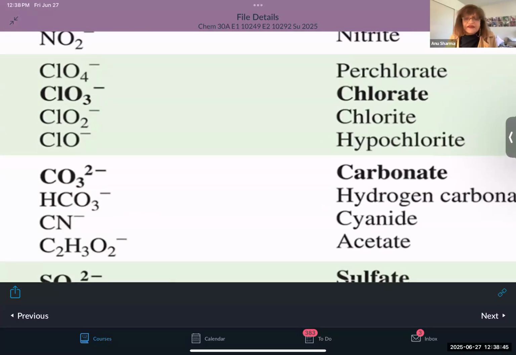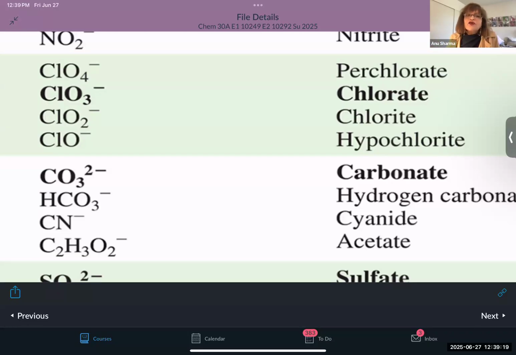Similarly, chlorate is ClO3. Now this is the difference. Chlorate is ClO3 -1, but remember, ClO4 got discovered much later. Ideally ClO4 should be chlorate, but ClO3 was already in practice, so we decided to stick to this name for chlorate, ClO3 -1, and we decided to name ClO4 as perchlorate. So per is higher than chlorate.